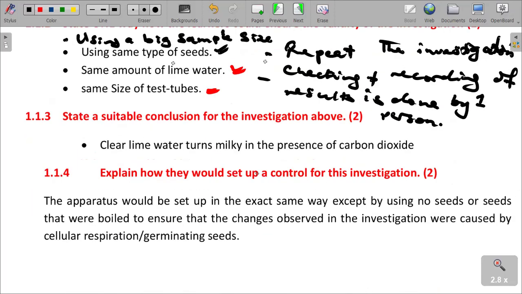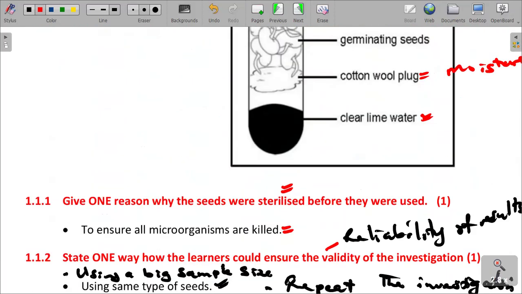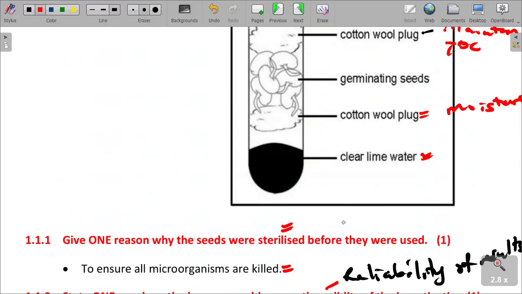State a suitable conclusion for the investigation above. This investigation, class, is about investigating the production of carbon dioxide. So clear lime water turns milky in the presence of carbon dioxide. Clear lime water turns milky in the presence of what? Carbon dioxide. So that is the conclusion that can be given in this regard.